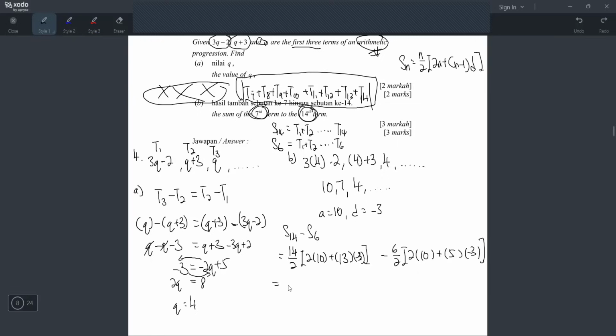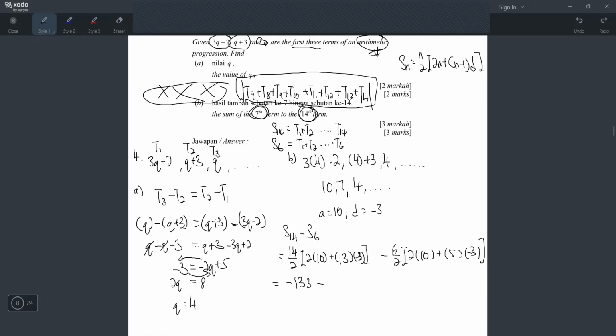Okay, 14 divided by 2 is 7, right? But let's press inside the bracket first: 2 times 10 plus 13 times negative 3. My calculator gives me negative 19. But don't forget to times with 7 afterwards. So you get negative 133.